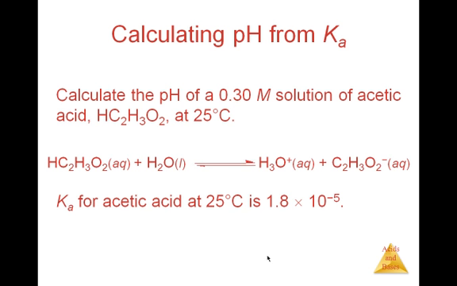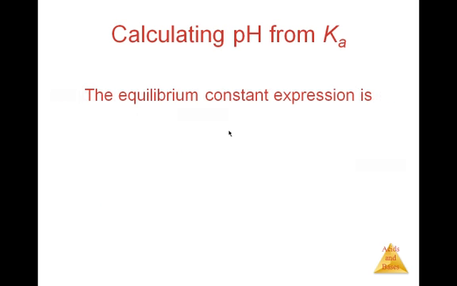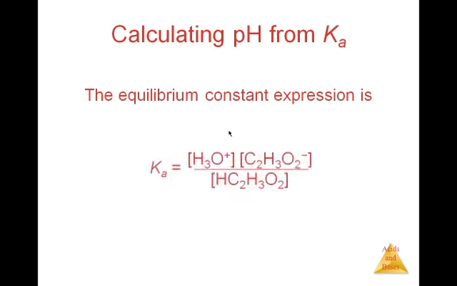Alright, next problem. Calculate the pH of a 0.30 molar solution of acetic acid at 25 degrees Celsius. So we're given K sub A for acetic acid, which is 1.8 times 10 to the negative fifth. So we have to write out the equilibrium expression for this one. It's going to be the products over the reactants. And remember, water does not count. H2O liquid is not going to be in our K sub A expression. Alright, so the equilibrium constant expression gets written out like this.